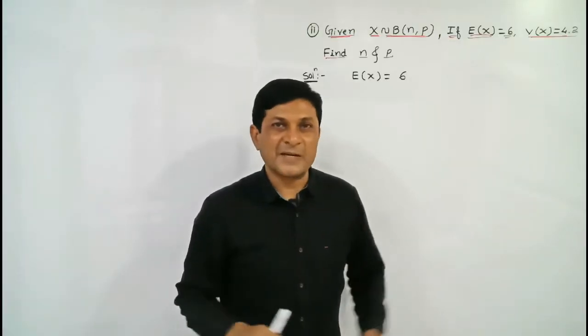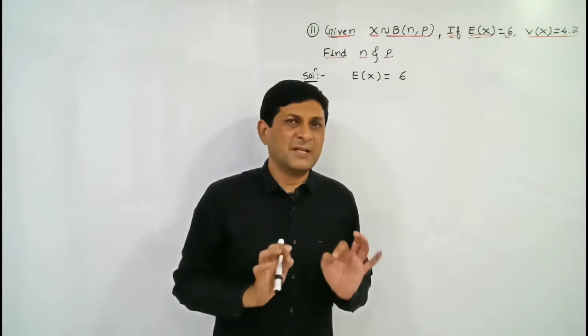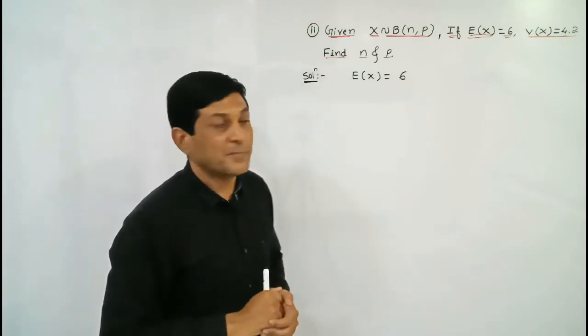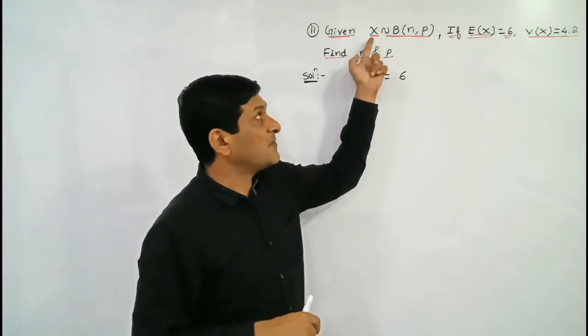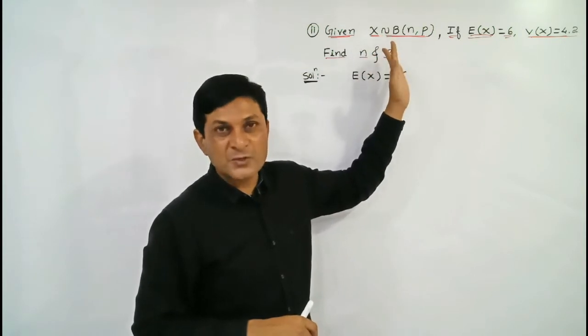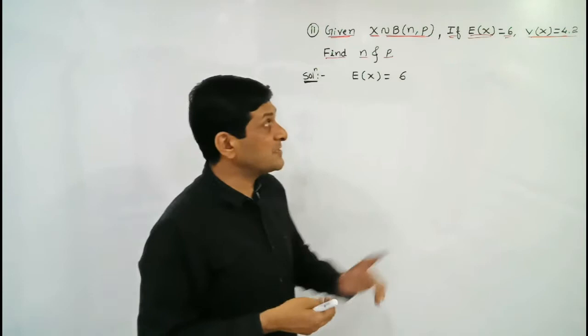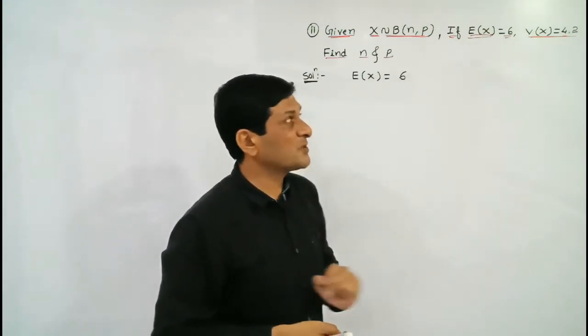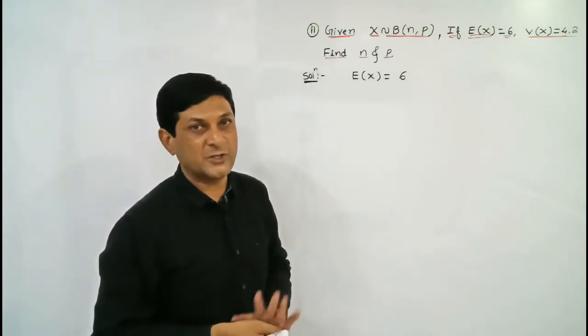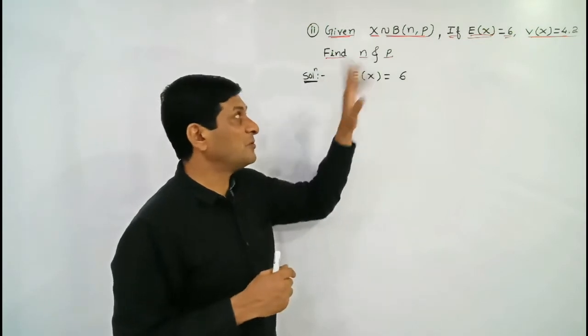Now the second example. Observe the second example, which is very similar to the first example. In this case also x is a random variable with binomial distribution, and the parameters are n and p, which satisfies the condition that E of x is equal to 6 and V of x is equal to 4.2. Using this we have to find n and p.